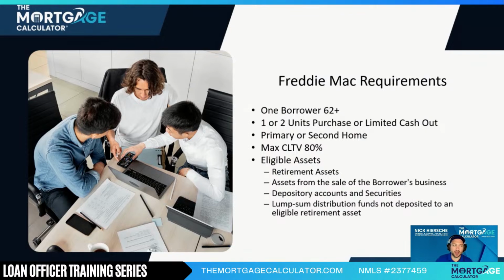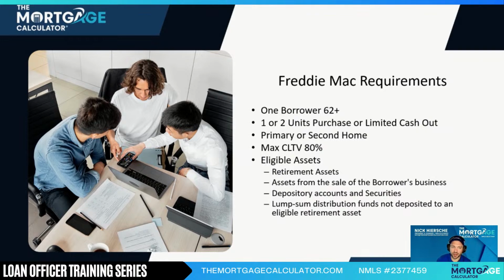So Freddie Mac requirements, the picture that we set up here probably doesn't do it justice because this is only eligible if there's a borrower 62 or over. So Freddie Mac, pretty restrictive on the borrower, but has a little more leniency on some of the other items. So Freddie Mac can do 1 or 2 units, purchase or cash, limited cash out, not real cash out, right? So rate and term. Primary or second homes, no investment properties. Max CLTV of 80%.